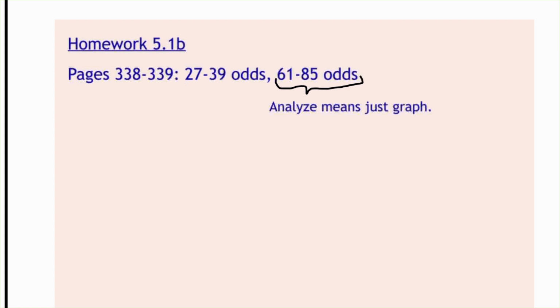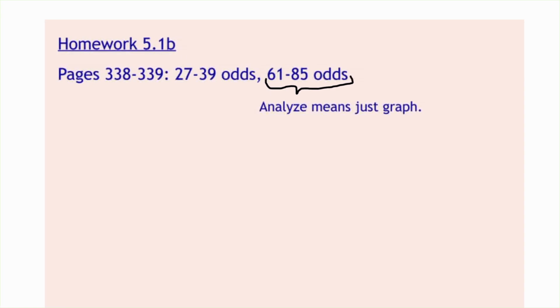All right, here is your assignment. Best of luck. And notice for this, it'll say analyze the graph. I just want you to graph it.